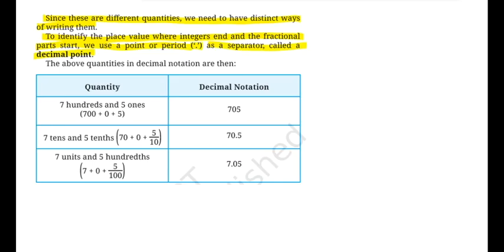Whenever you have to separate a number from its fractional part, we use this dot, which is referred to as a decimal point, which indicates that after this decimal point, the fractional part of the number starts, and before that, the integer part was there. So the above quantities in the decimal notation are then, so 7 hundreds and 5 ones. What is its decimal notation? 705 will remain. But 7 tens and 5 tens is written, so 7 tens, that is, you are going to multiply it with a 10.